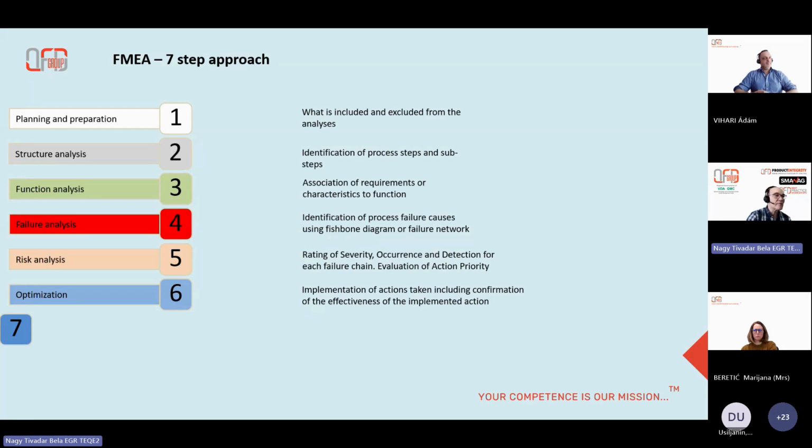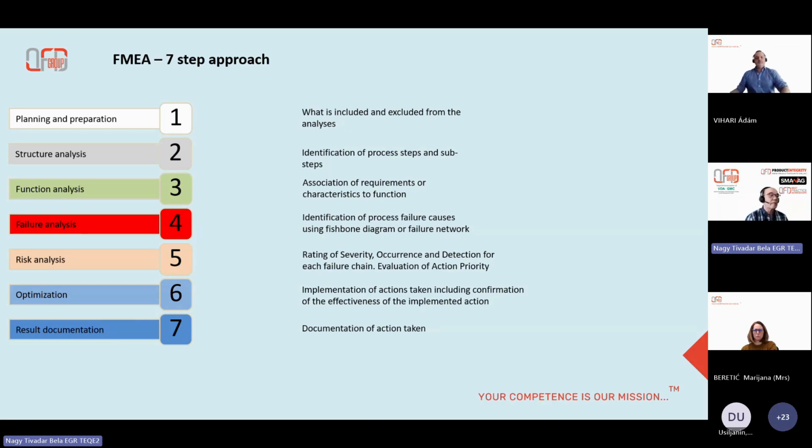And the last step, the seventh, is the results documentation. It means we publish our results and document the actions taken.